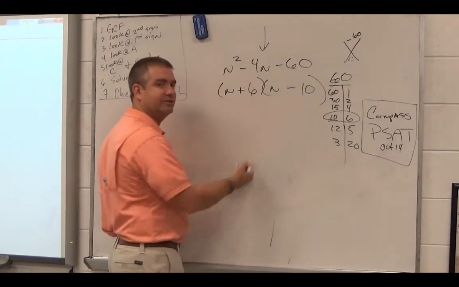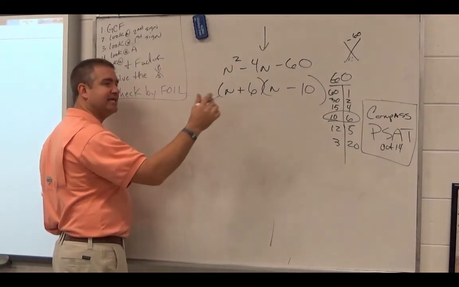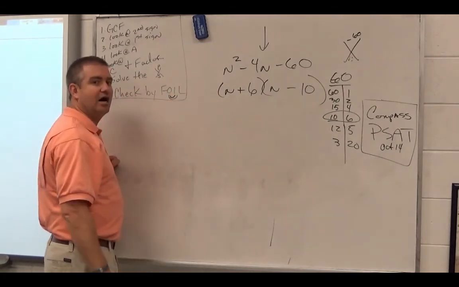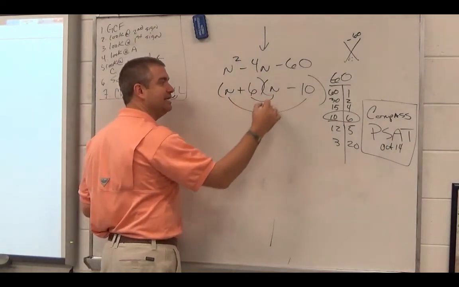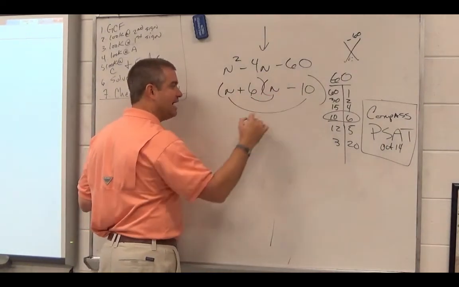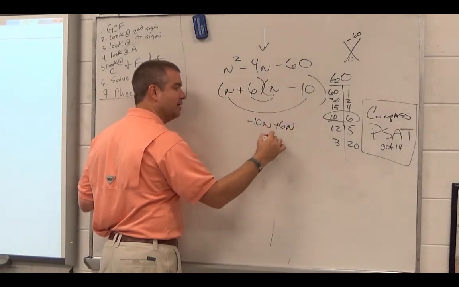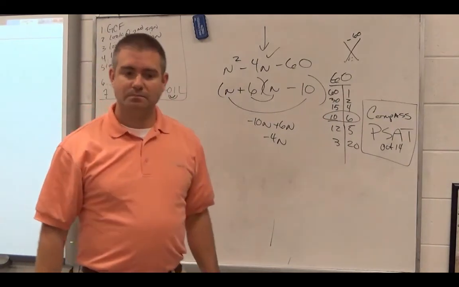Let's check that, and let me show you a shortcut. Really, to check, if you've set everything up, the only thing you need to do is the O and the I. Make a smile. Do the outside and do the inside. The outside gives you negative 10n. The inside gives you positive 6n, which is negative 4n, and it checks. Isn't there a GCF?